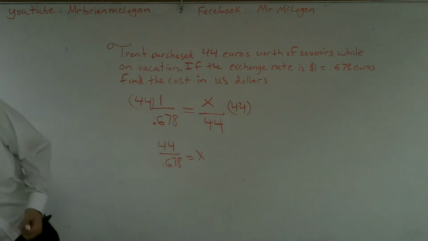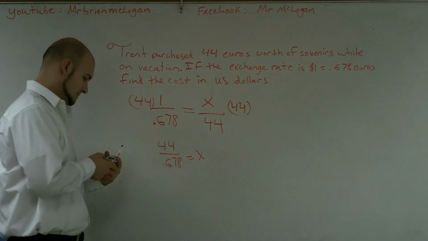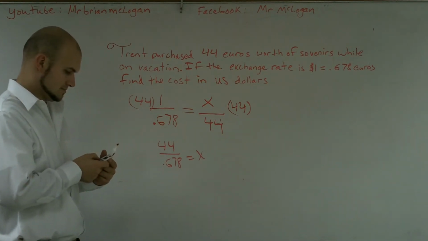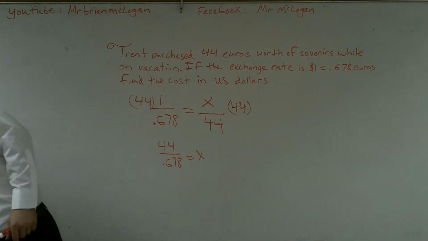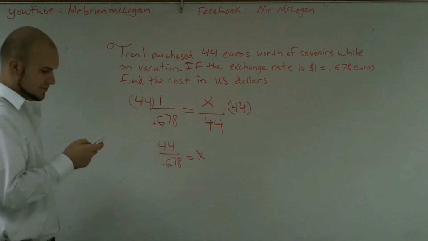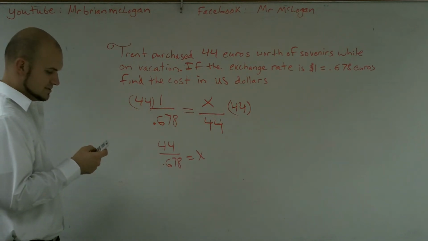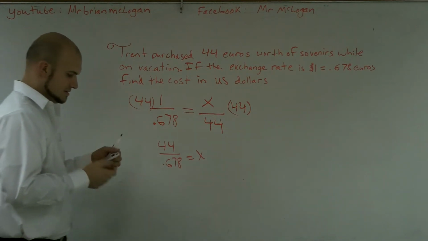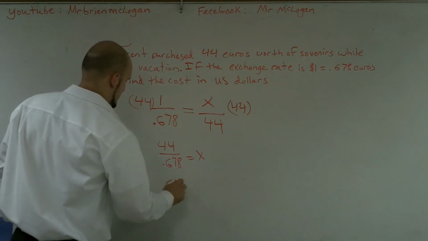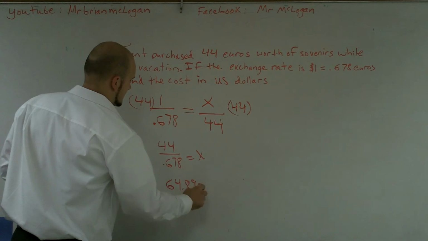And when I go ahead and do that, my calculator doesn't work. When I do that with another calculator, I get 44 divided by 0.678, and I get $64.89. I did it wrong.